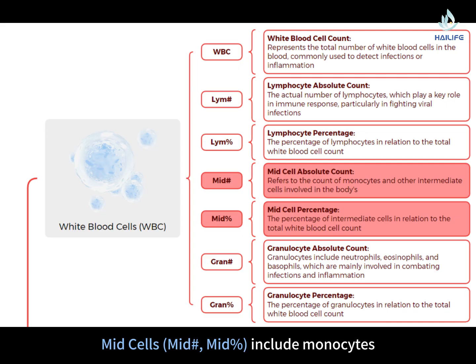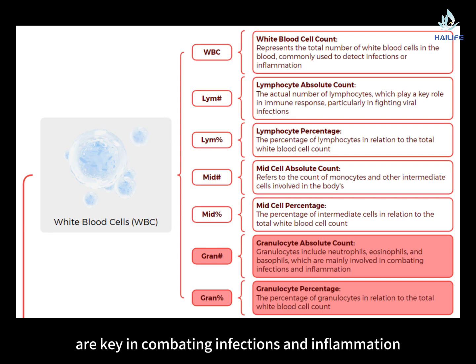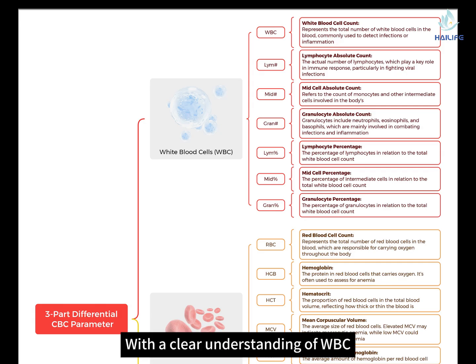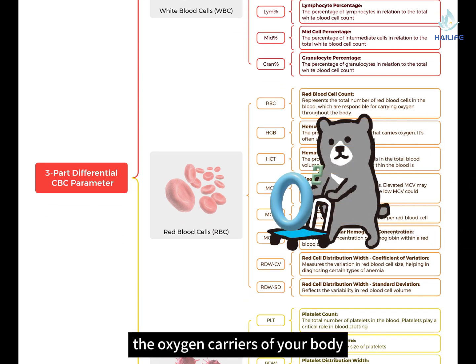Mid cells include monocytes, responsible for clearing debris and dead cells. Granulocytes, including neutrophils, eosinophils, and basophils, are key in combating infections and inflammation. With a clear understanding of WBC, we now move on to red blood cells, the oxygen carriers of your body.